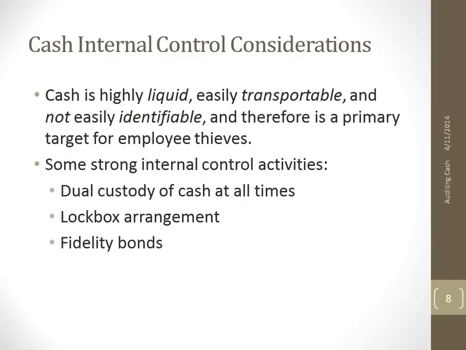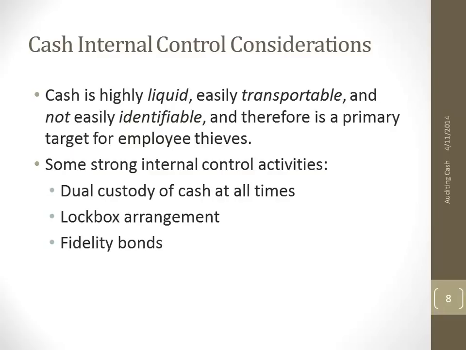Some strong internal control activities would be, obviously, to have dual custody. So not one person opens the mail. You'll see a lot of companies, if they do have a lot of checks coming in, it's an easy control to implement, is to just have two people be responsible for opening the mail and documenting the cash receipts that come in, and sign off on that. Right? So that way there's accountability. And for cash to be stolen, the two people would have to collude to do that.